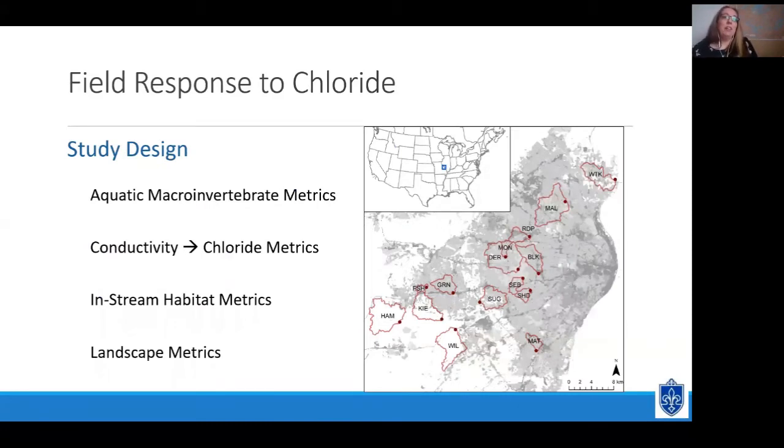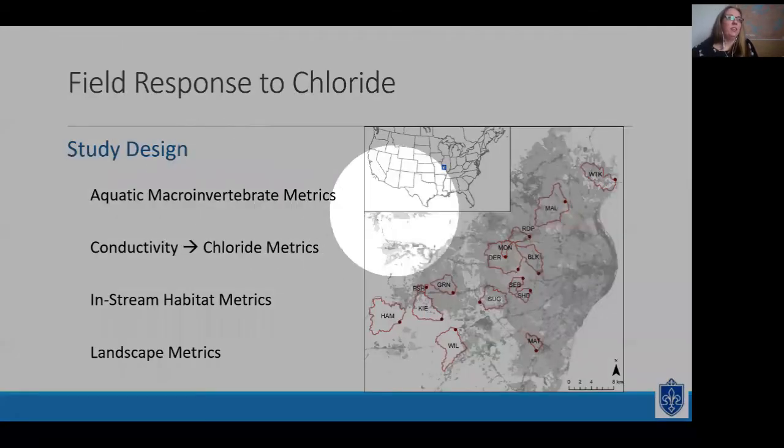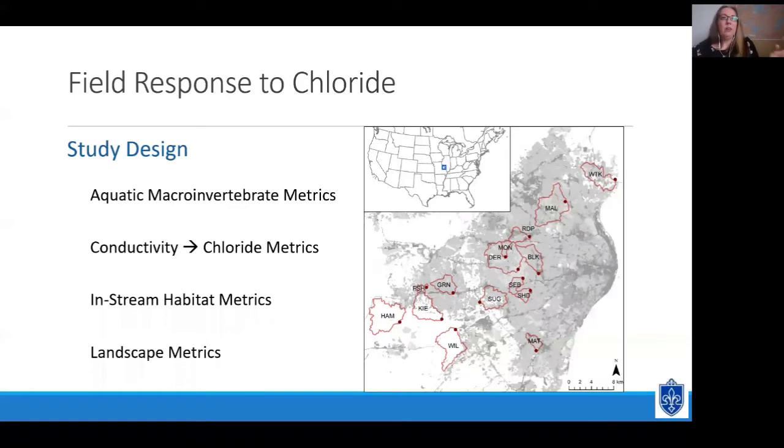Okay, based on volunteer data from the previous slide, I selected 15 streams that showed a range of maximum chloride concentrations as well as a range in the percent of winter samples that were above the acute and chronic toxicity threshold. So these are the sites and their watersheds. The background color in the city area indicates the level of urban development, with high density development being in darker gray, less dense development in lighter gray, and then non-urban land uses shown in white.